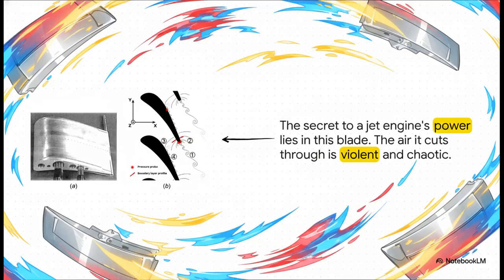Okay, so meet the hero of our story, the high-pressure turbine blade. This thing is an absolute marvel of engineering. It's been sculpted to squeeze every last drop of energy from superheated gas. But here's the catch. The air flowing over its surface isn't some smooth, gentle river. No, it's a turbulent, swirling, chaotic torrent. And designing for that chaos? Well, that's one of the toughest problems in all of engineering.